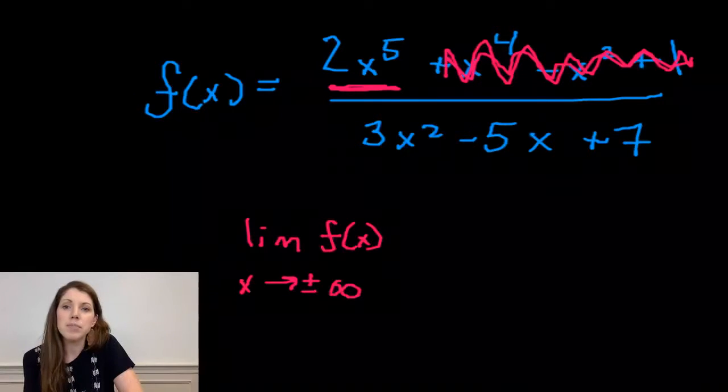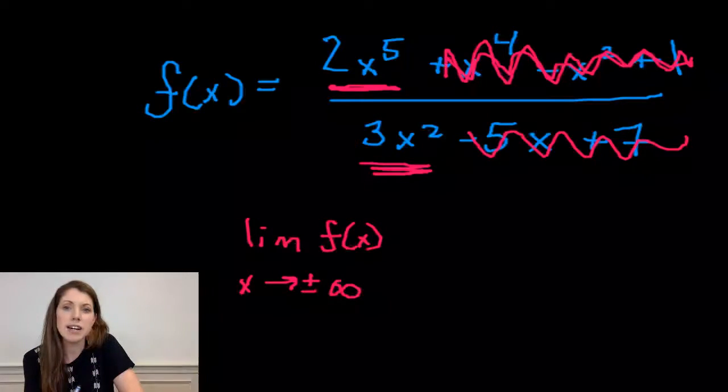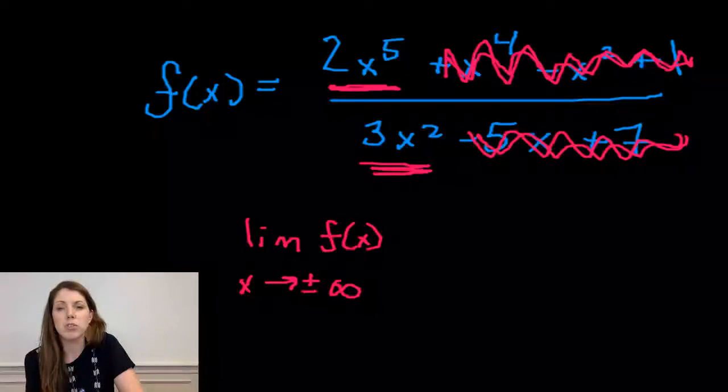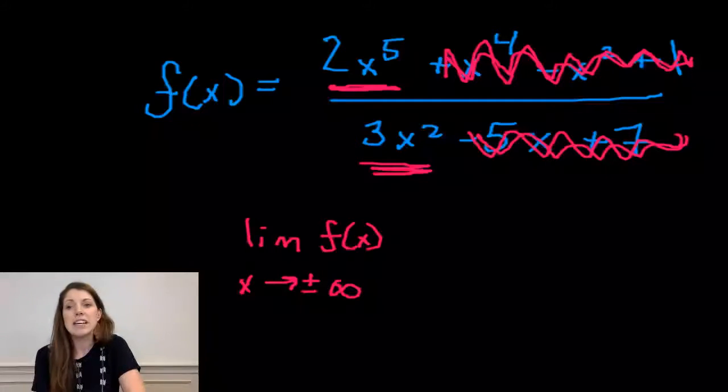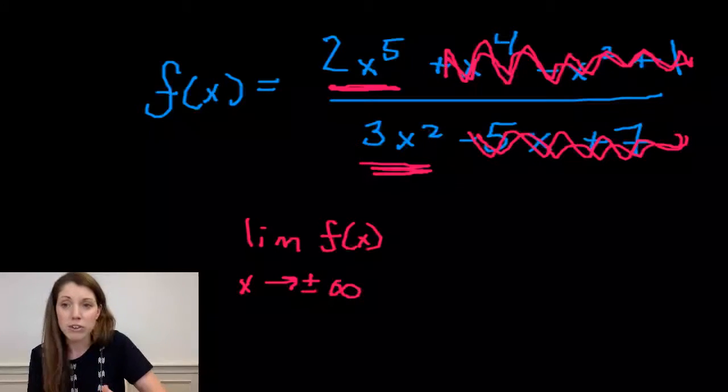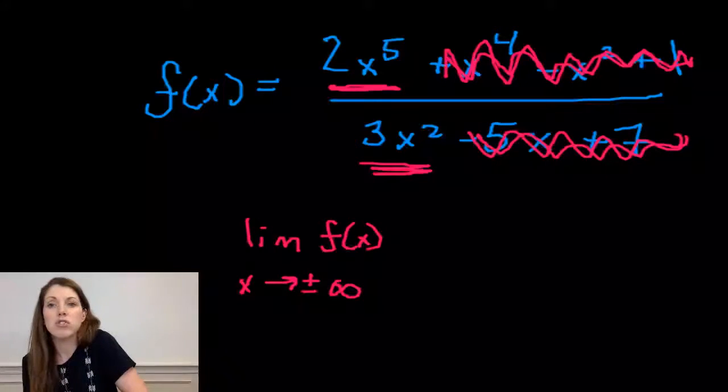On the bottom, we do the same thing. We really only care about 3x squared because these things, like negative 5 times infinity plus 7, are moving so much more slowly compared to 3x squared. It's not really going to affect the pattern of what's happening as we move towards infinity. So all we really care about is 2x to the 5th over 3x squared.